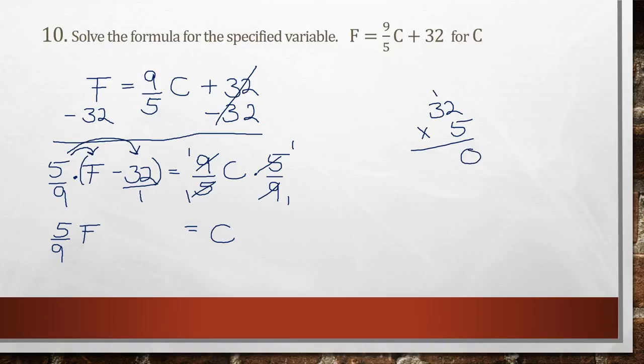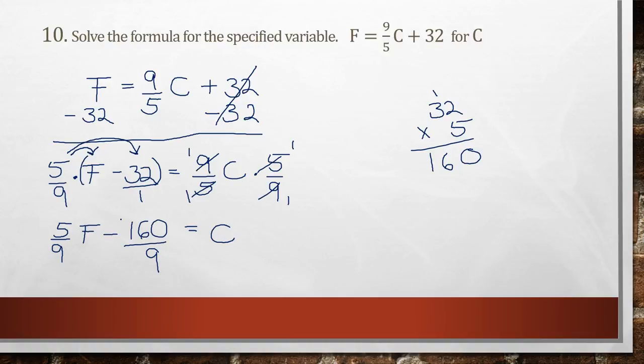5 times 3, 15, plus 1, 16, so 160, and 9 times 1 is just 9. And because we already determined that 32 and 9 didn't have any common factors, I do not need to worry about simplifying this fraction. If it wasn't reducible in this part, then I cannot reduce it over here.